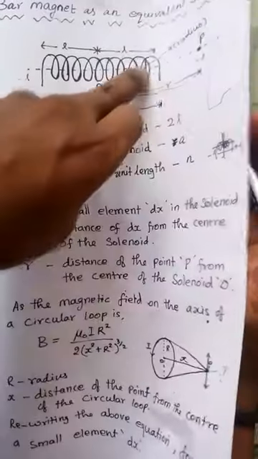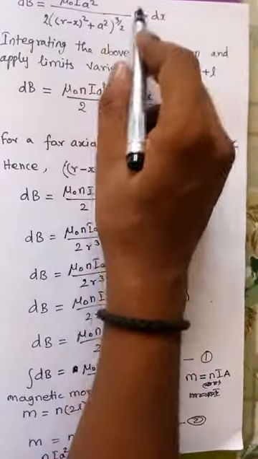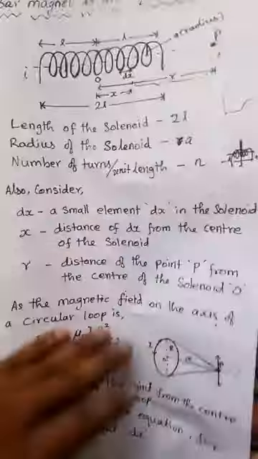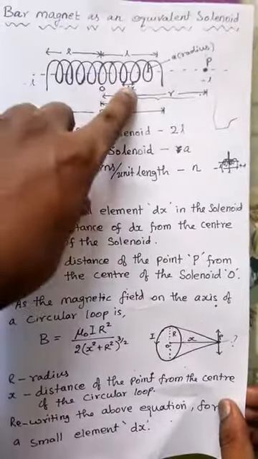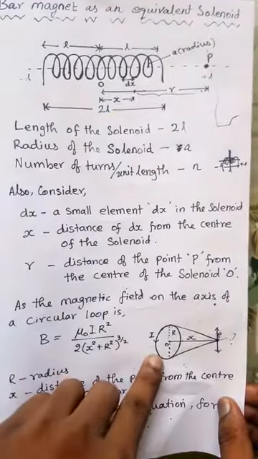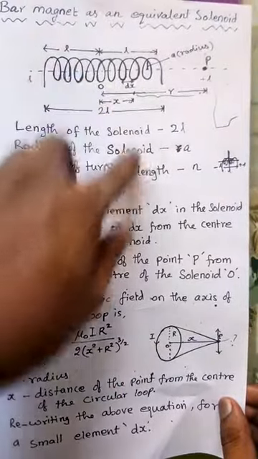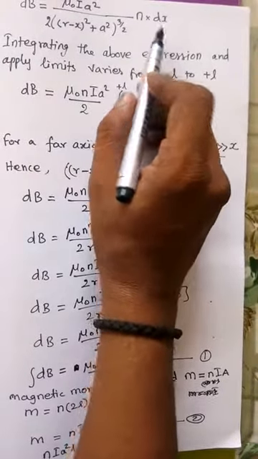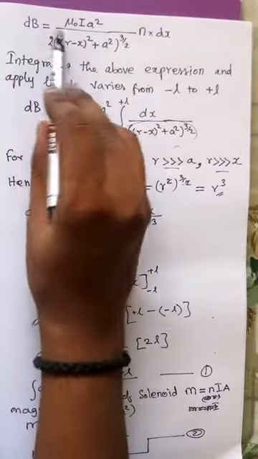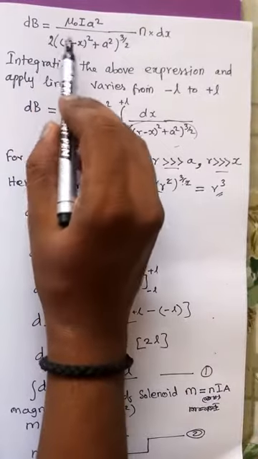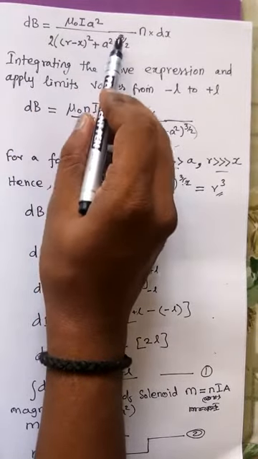Here the radius is A, so A square whole power 3 by 2 into N into dx. How N into dx? For a single coil N equals 1, but here it is a solenoid, so N is the number of turns per unit length, so the turns in the element are N into dx. So dB is equal to mu naught I A square divided by 2 into ((R minus x) whole square plus A square) whole power 3 by 2.